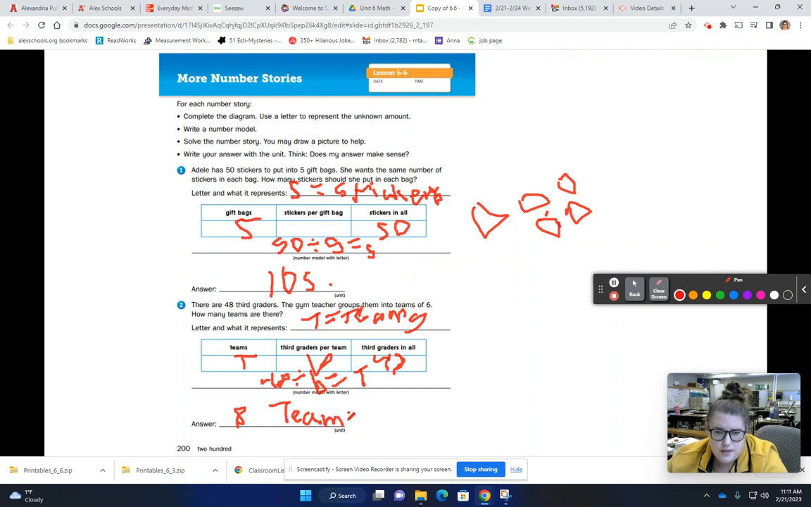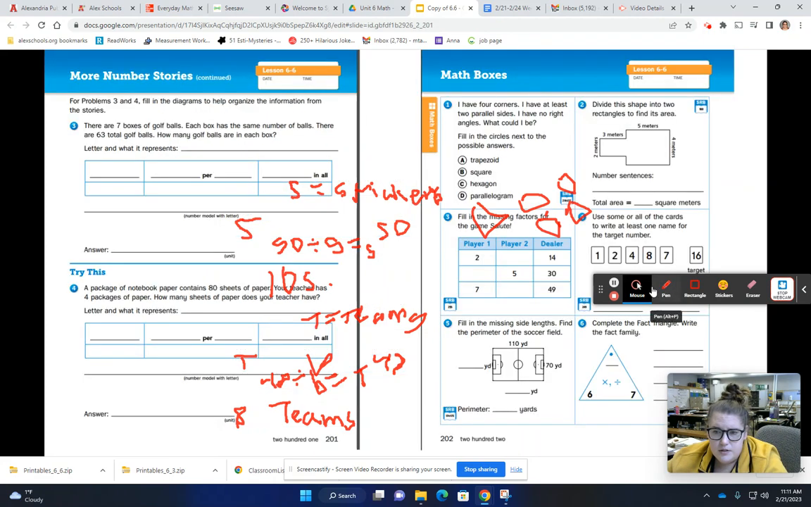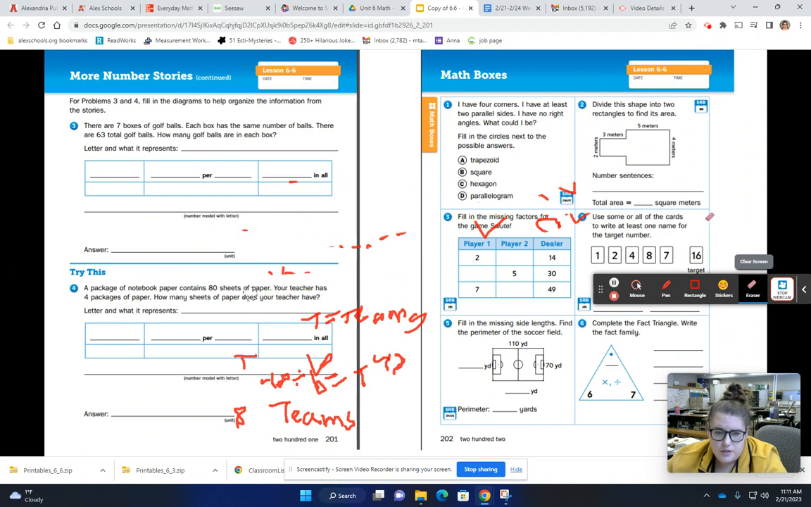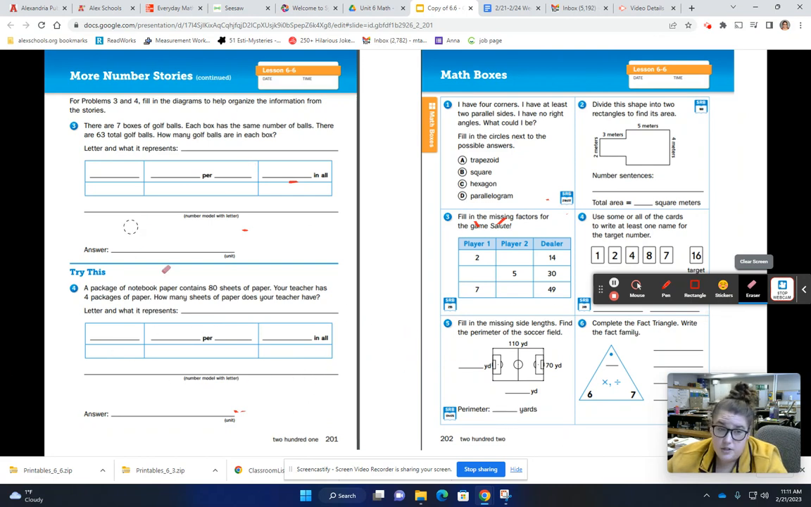So these diagrams are really just to help you organize your work, to organize your thinking, keep yourself on track, organize what you're thinking in your brain. Here is what you're going to do. You're going to do pages 201 and 202 on your own. 201 is just a continuation of what we did. It's no different. The only thing that's different is the labels aren't there.